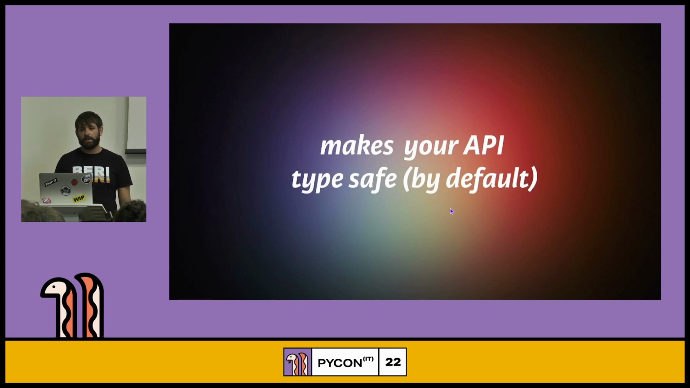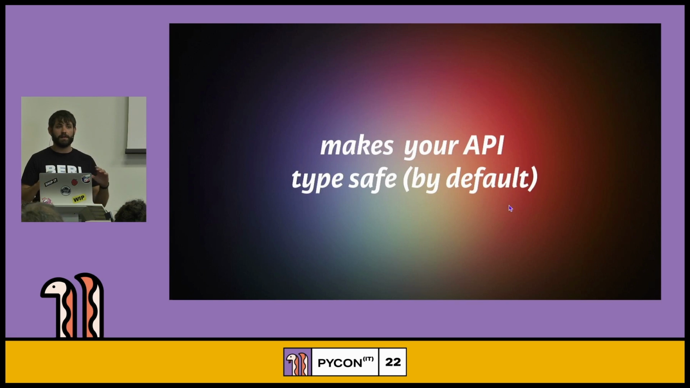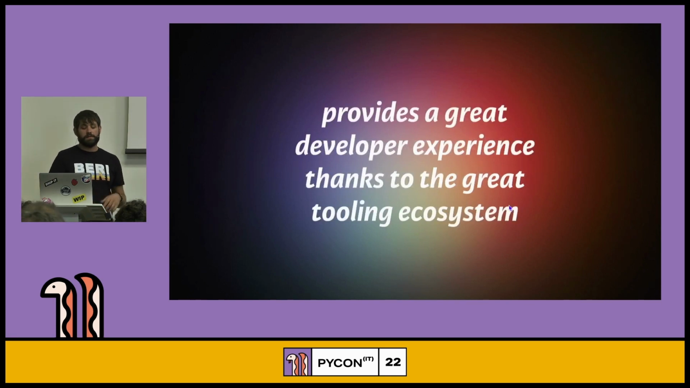Because some of these features, like the type safety, you can get with REST using OpenAPI. But the fact that it's by default is really good, because you basically don't have to think about this anymore. It's baked into the API all the time. And that enables a great developer experience thanks to the great tooling ecosystem.